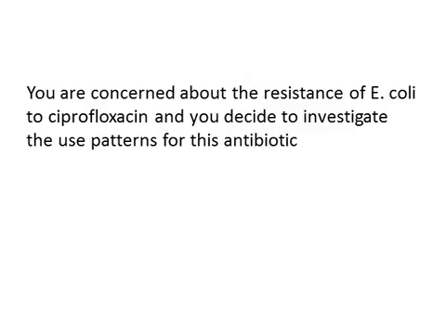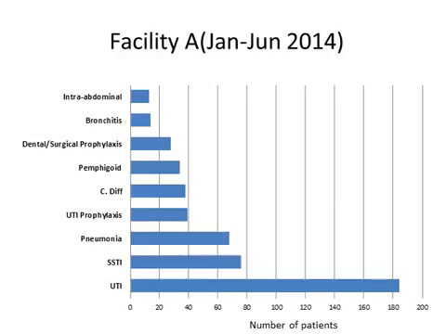So you're concerned about the resistance of E. coli to ciprofloxacin, and you decide to investigate the use pattern of this antibiotic. So you have to see, are they using Cipro a lot, and that's why the resistance is there, or are you getting a lot of patients from the hospital where they use too much Cipro. And this is data from one of our nursing homes. You could see that UTI is the most common reason for antibiotics. So you need more information, right? You want to see what they use for UTI.